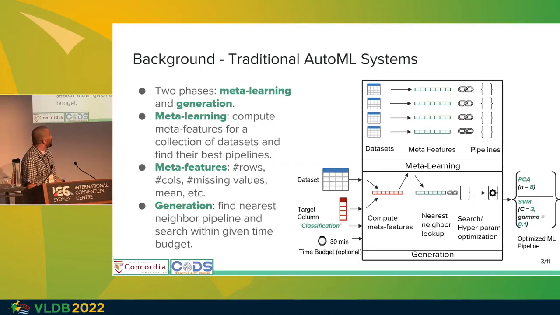For each of these data sets, it will compute meta features. Meta features are traditionally statistical-based features like number of rows, number of columns, the mean, number of categorical columns, etc. Then for each of these data sets, we manually look for the best pipeline that optimizes the score on this data set. This is all done offline.